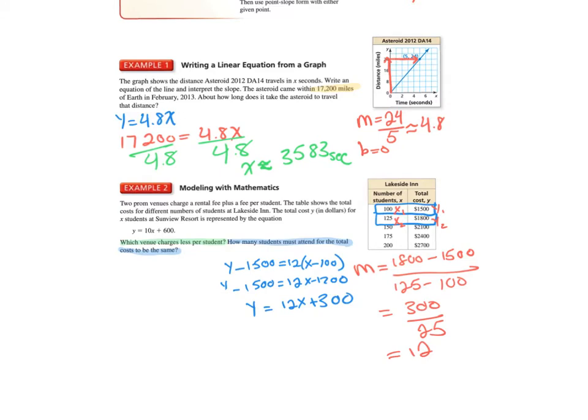So let's answer our questions now. Which venue charges less per student? Well, I'm going to use the highlighter. So Lakeside Inn charges $12 and Sunview charges 10. So Sunview is actually the one that has less. So Sunview charges less per student.